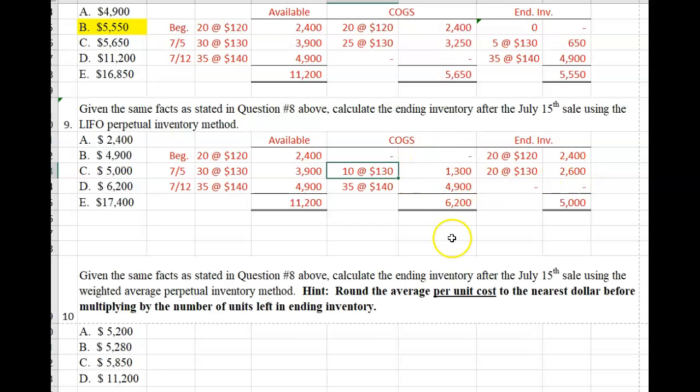I added up my cost of goods sold, $6,200, and I said we did not touch this beginning layer at all, so it's 20 units at 120 in ending inventory. I added up my ending inventory under LIFO at $5,000. So the answer is C.